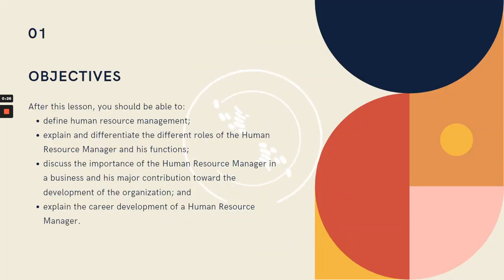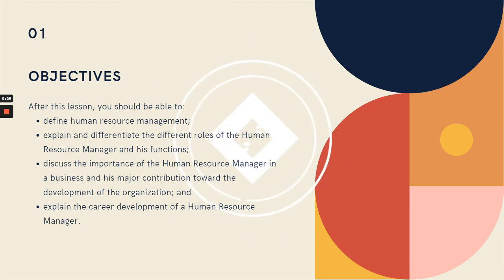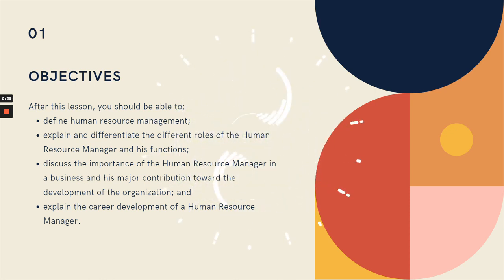In general, in chapter one, our objectives are the following. First, we are going to define human resource management. Second, explain and differentiate the different roles of the human resource manager and his functions. Third, discuss the importance of the human resource manager in a business and his major contribution toward the development of the organization. And lastly, explain the career development of a human resource manager. All right, so let's start.